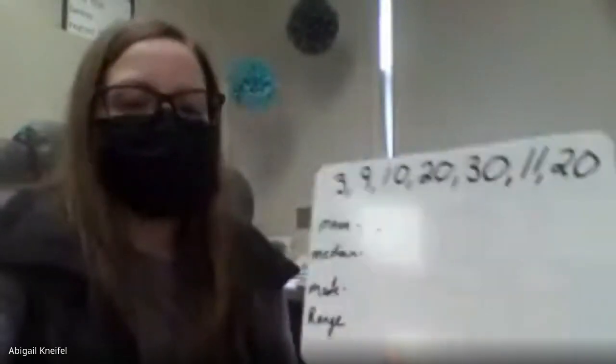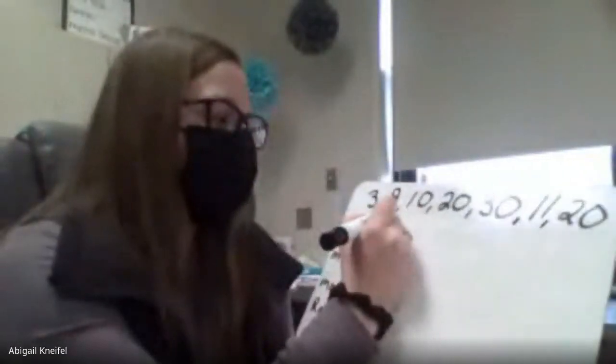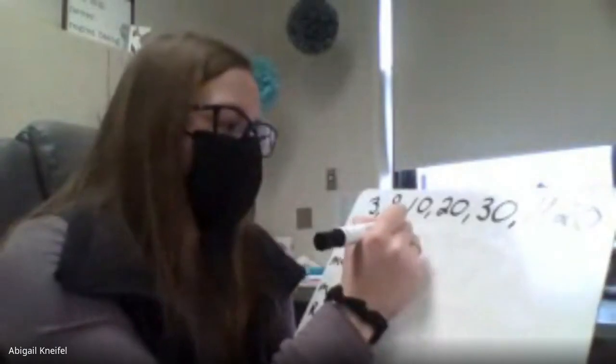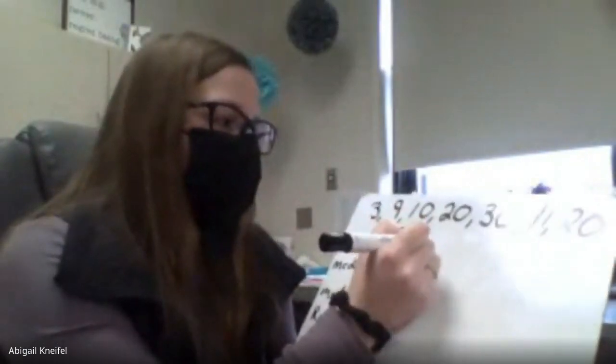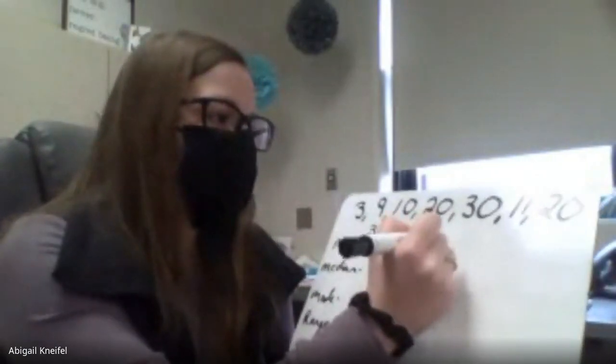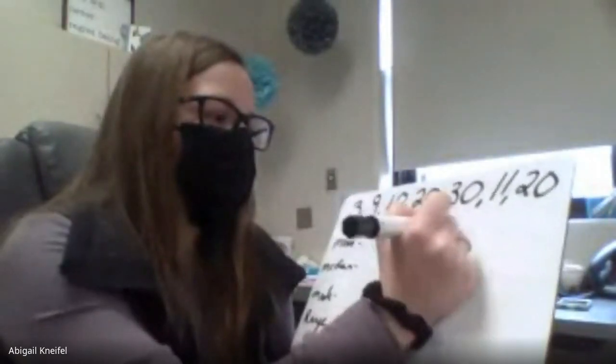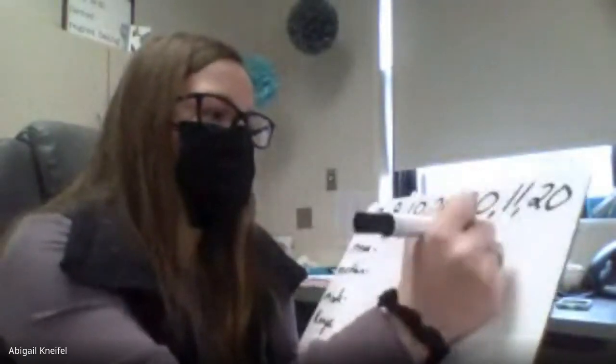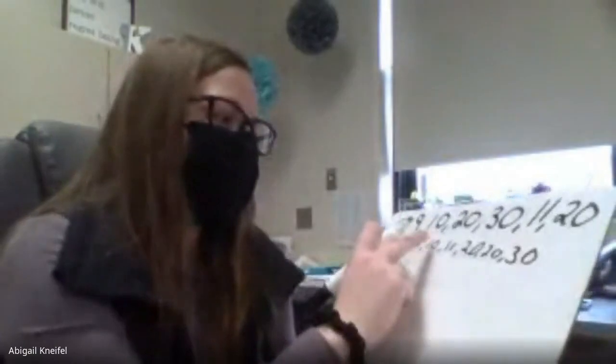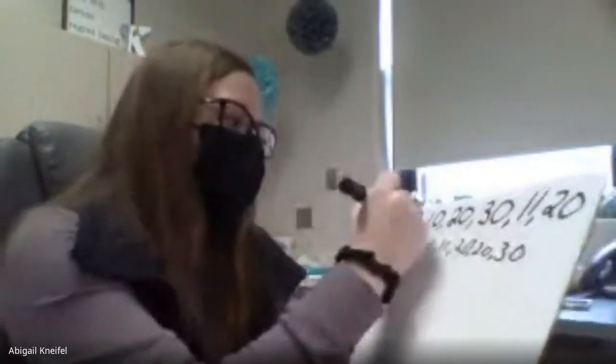All right, so let's put them in order from least to greatest. 3 is the smallest, then 9, then 10, then 11, then 20, then 20, then 30. Okay, so we have least to greatest: 3, 9, 10, 11, 20, 20, 30.